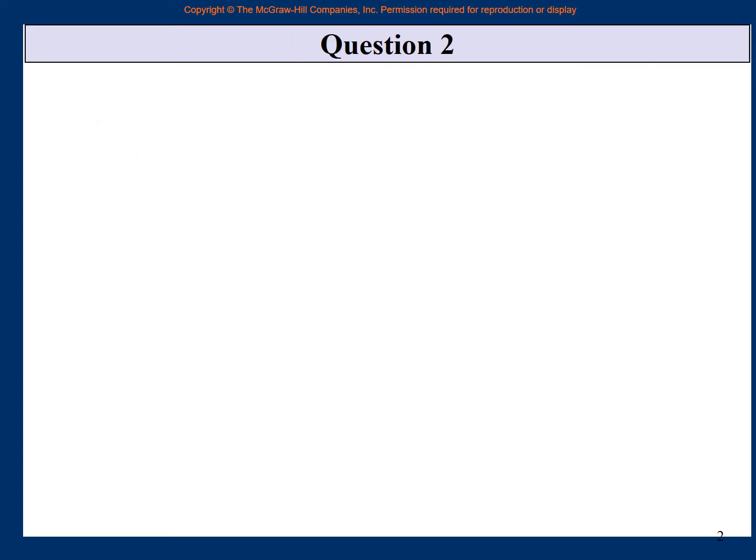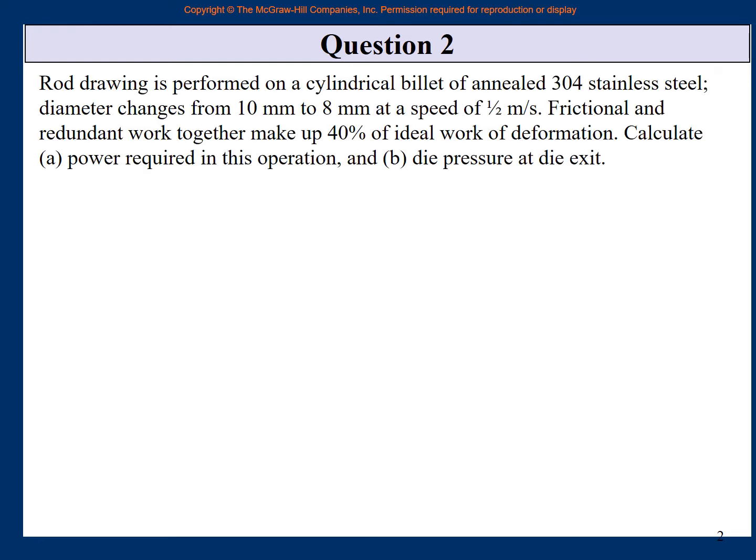Let's now move to the problem type. Question 2. Rod drawing is performed on a cylindrical billet of annealed 304 stainless steel. Diameter changes from 10 mm to 8 mm at a speed of 0.5 meters per second. Frictional and redundant work together make up 40% of ideal work of deformation. Calculate the power required in this operation and die pressure at the die exit.